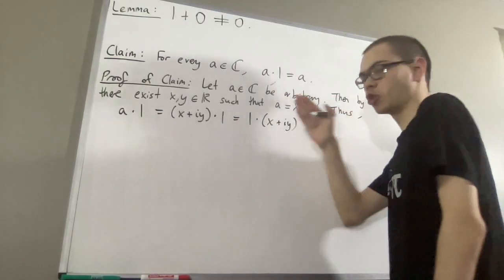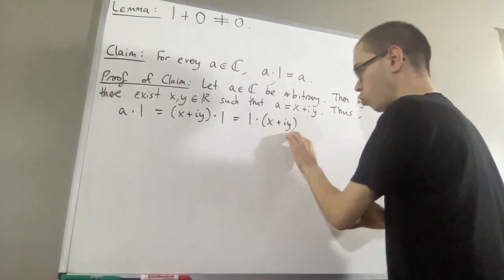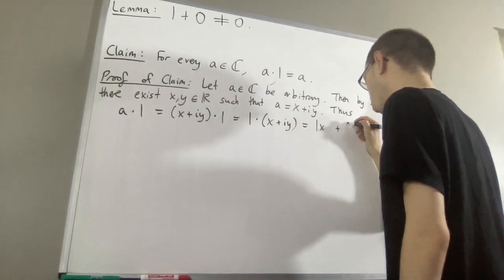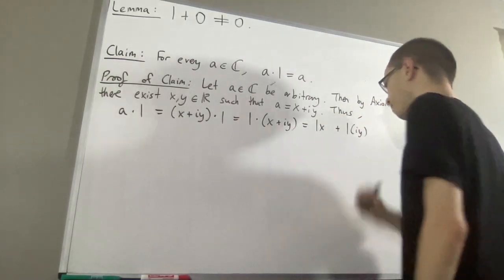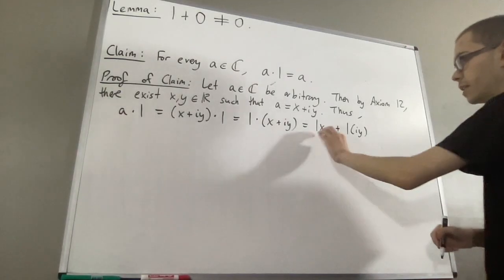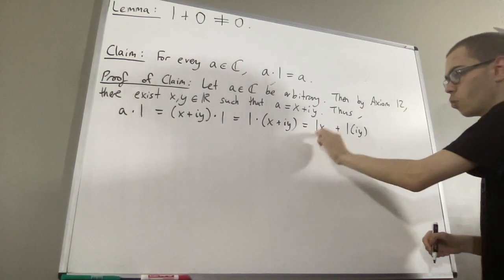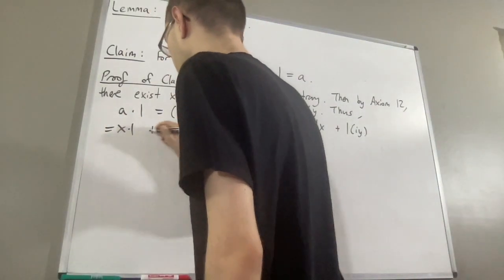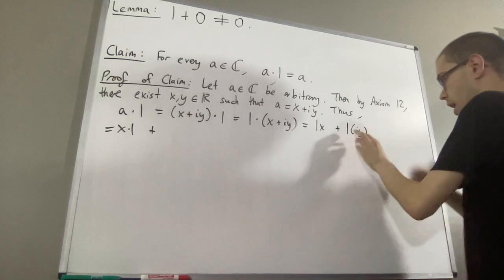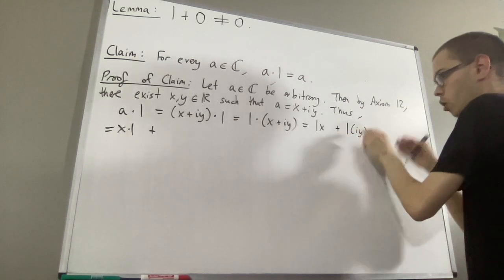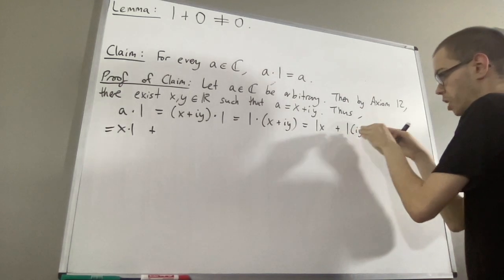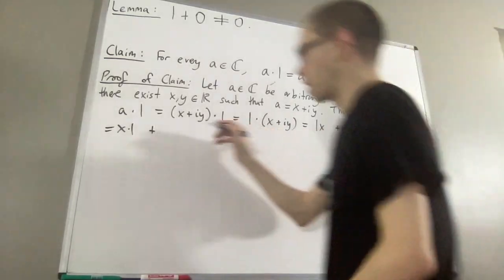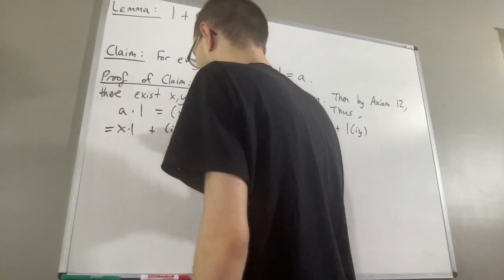And then, applying the distributive law, we can distribute 1 across the parentheses. So we get 1x plus 1 times iy. Now, applying the commutative law of multiplication here, 1 times x is just x times 1. And as for 1 times iy, we're going to apply the commutative law of multiplication here as well. So we flip 1 and iy. So this is just iy times 1.